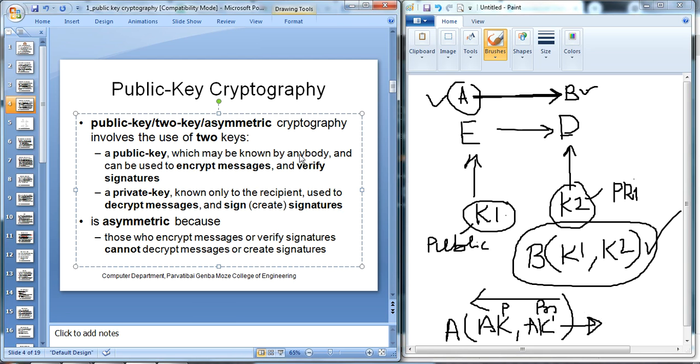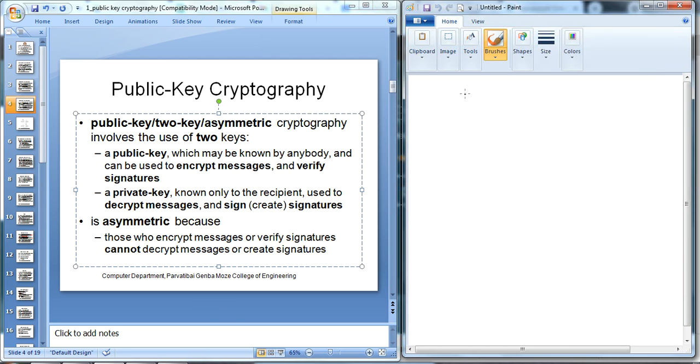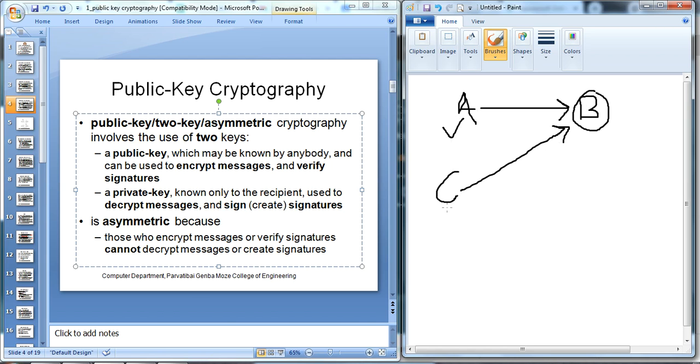The public key may be known by anybody, as it is publicly available with an authenticated user. For example, user A wants to send a message to B, then A has the public key of B. That's why A encrypts the data and sends it to B, and B decrypts that data with its private key. Now C wants to send data to B, again C uses the public key of B and sends the ciphertext to B. The private key is known only to the recipient, the user who wants to receive the ciphertext.